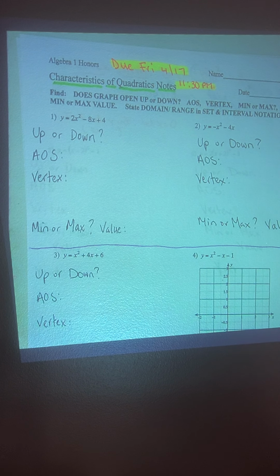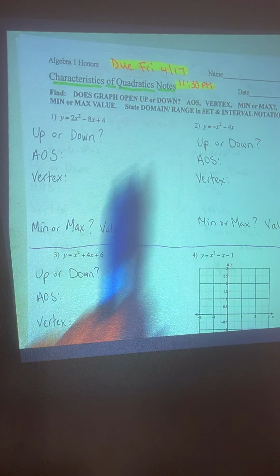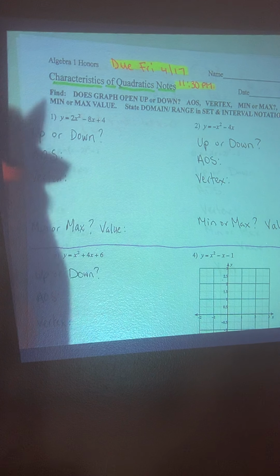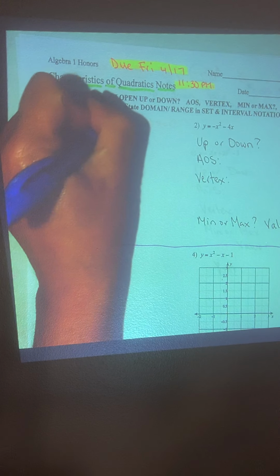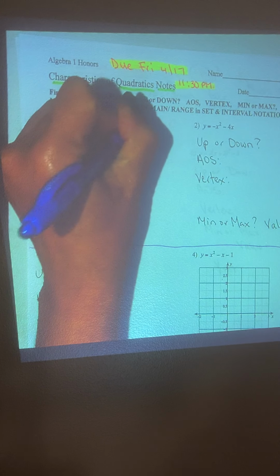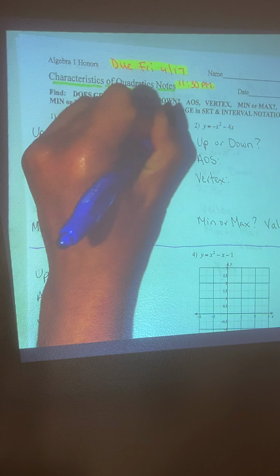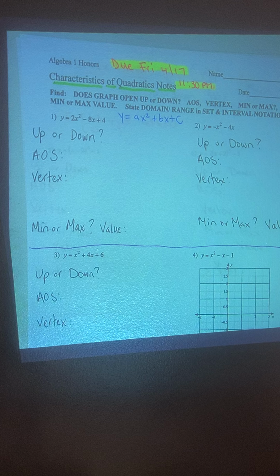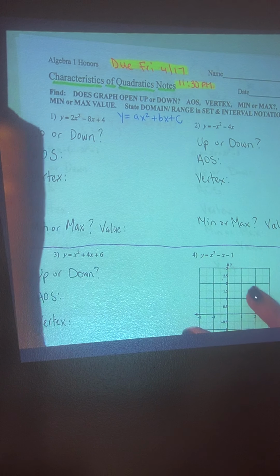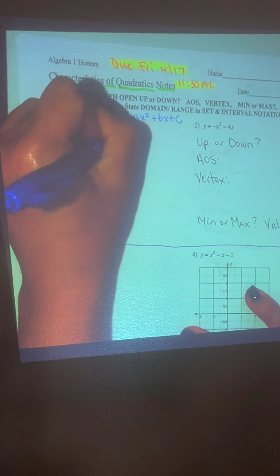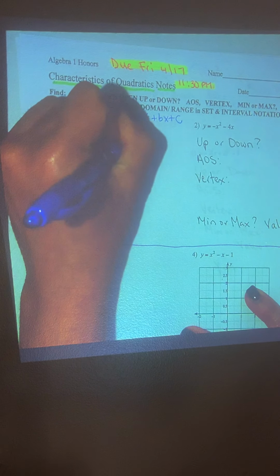Okay, first problem. First of all, these problems are in standard form. Standard form is y equals ax squared plus bx plus c. That's standard form. Remember that? Okay, does it open up or down? Well, we know it opens up. Why? Because a is positive.